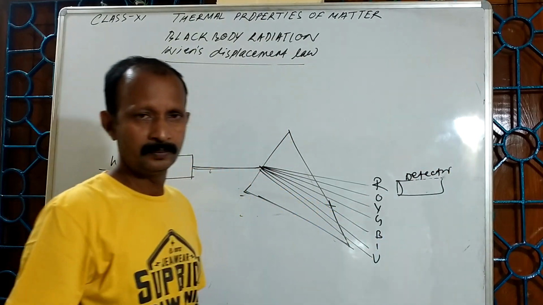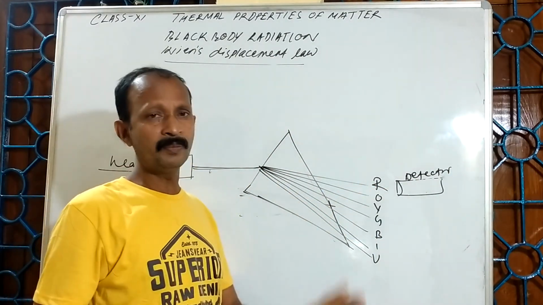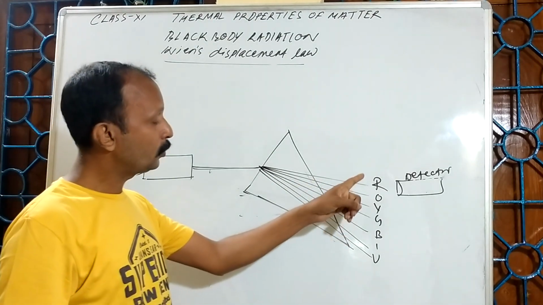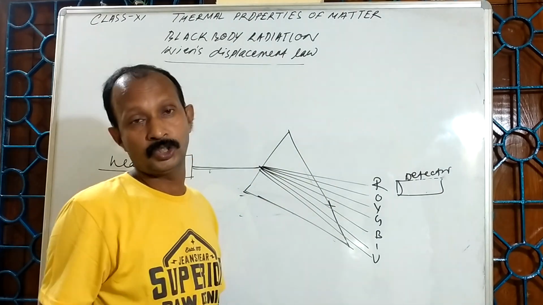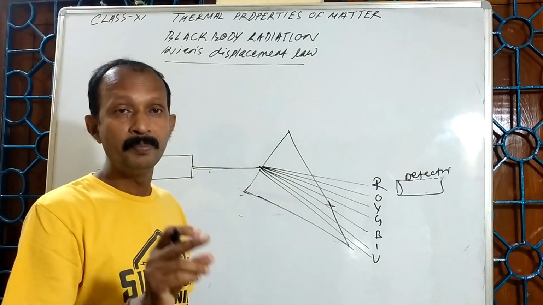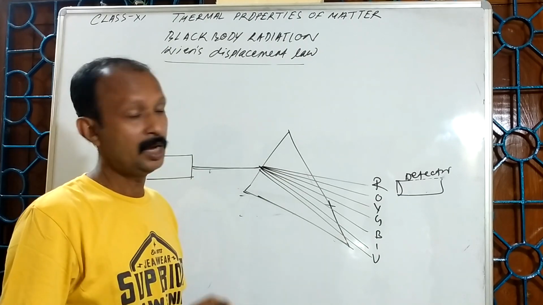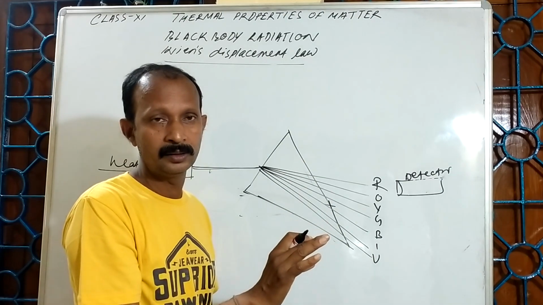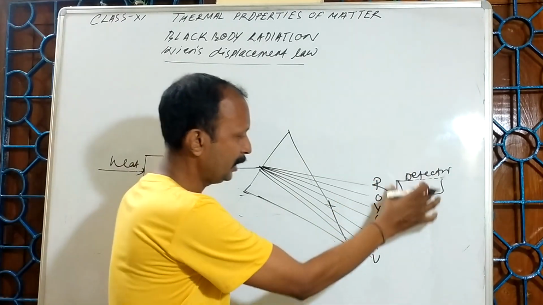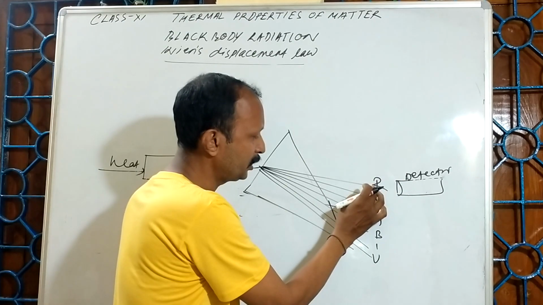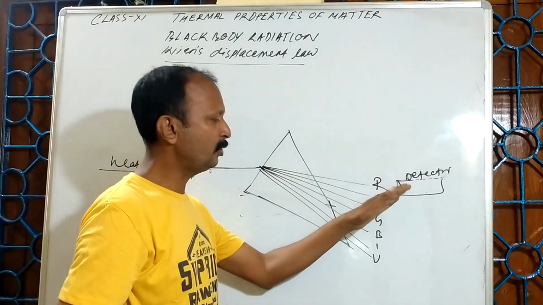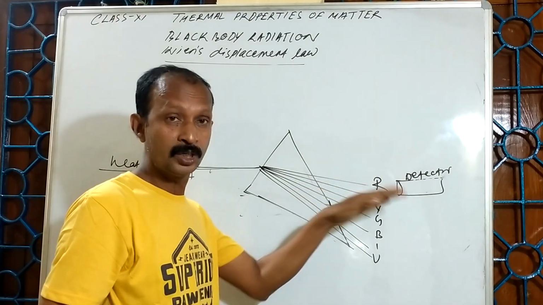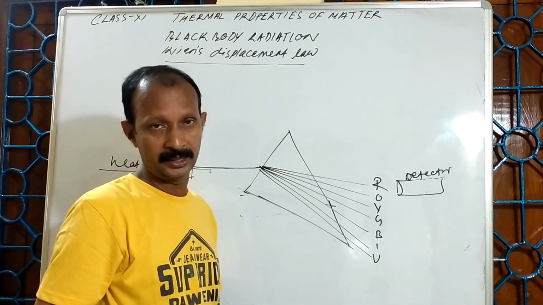Its work is to detect the intensity of the wave, to detect the energy, or you can say to measure the wavelength of the radiations coming after the dispersion. So I have taken one detector. Suppose I place the detector here. The detector will detect the wavelength, the intensity of light, or the energy associated with the intensity of the light.